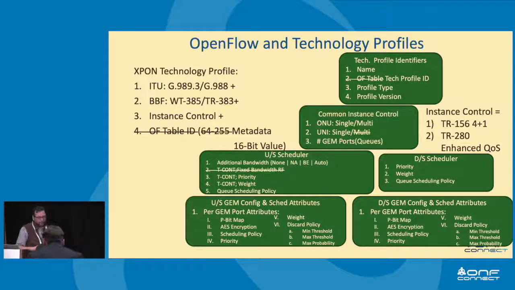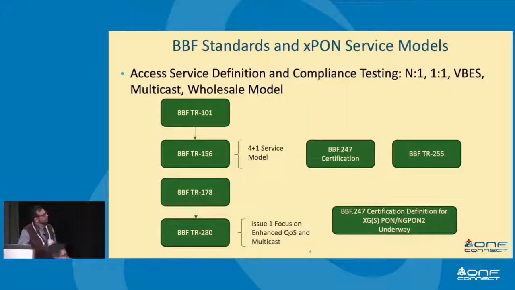So there's a few options from within the Broadband Forum standards. So again, this is all based on the Broadband Forum standards. So TR-101, TR-156, and 156 defines a 4+1 service model. TR-280 defines an enhanced QoS model that could be used also.